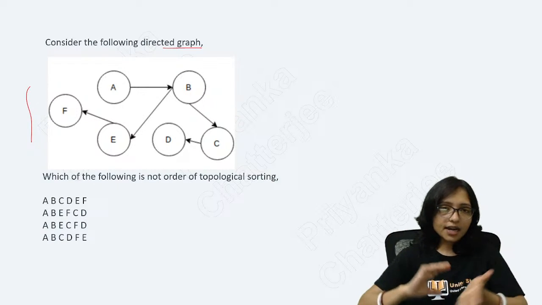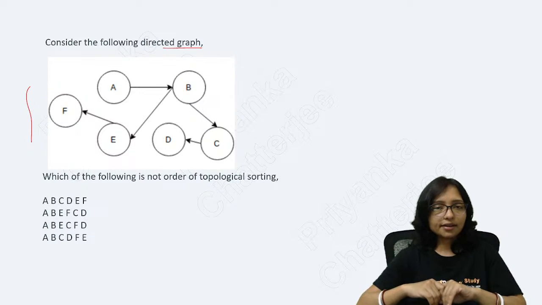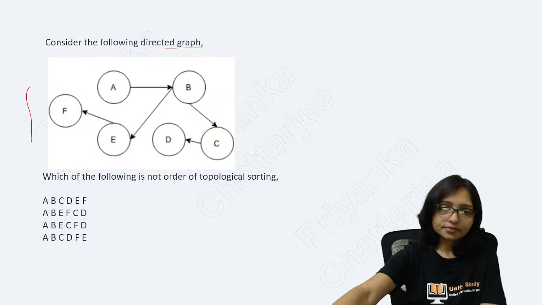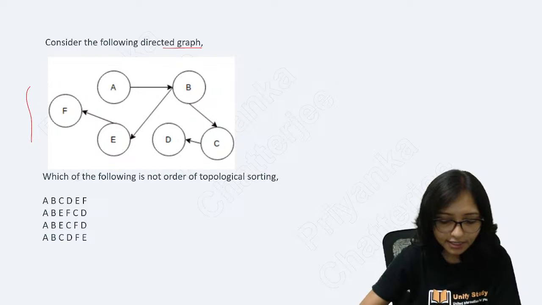Come to the Unified Study app. There you will enjoy the poll in a better way, and you can see the leaderboard also. You can see the timer also. Yes, answers are coming. I can see that.